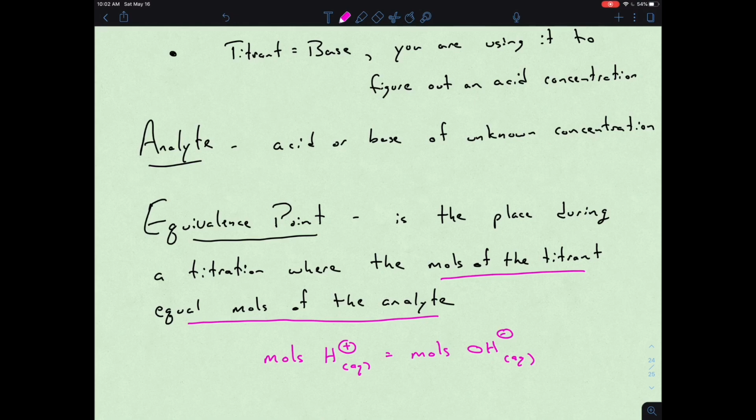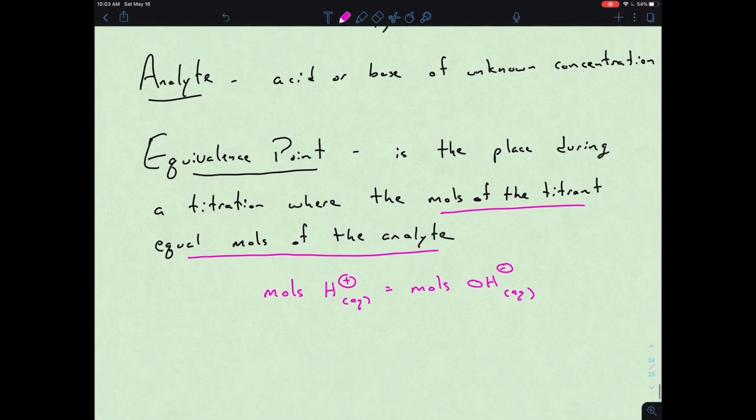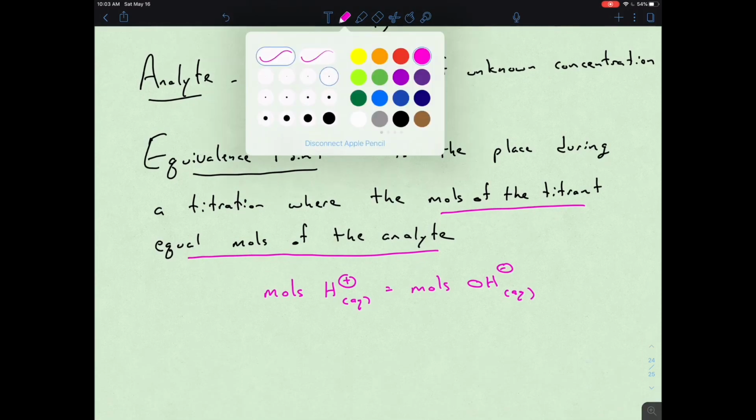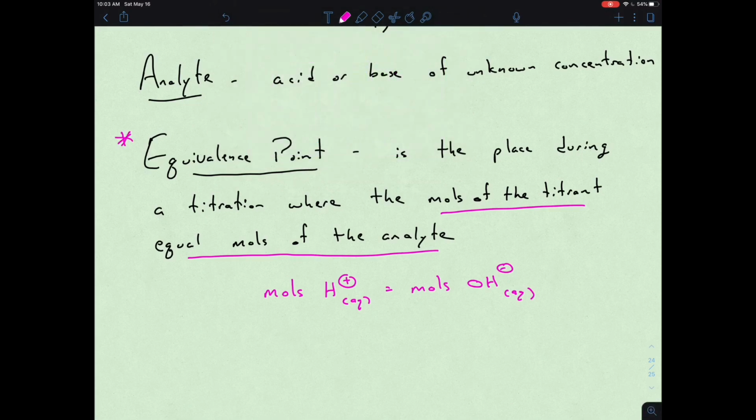It doesn't matter what's the titrant or what's the analyte. We're trying to figure out one, whether that be H plus or OH minus, but always we're going to reach an equivalence point during a titration, and that's when our moles are equal to moles. These are starting materials, so both of these are what you could maybe call the limiting reagent. We're now on a one-to-one basis. This piece is probably the most important going forward, understanding that equivalence point idea.